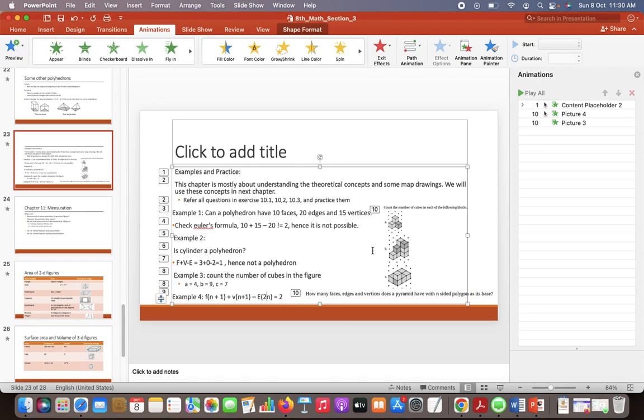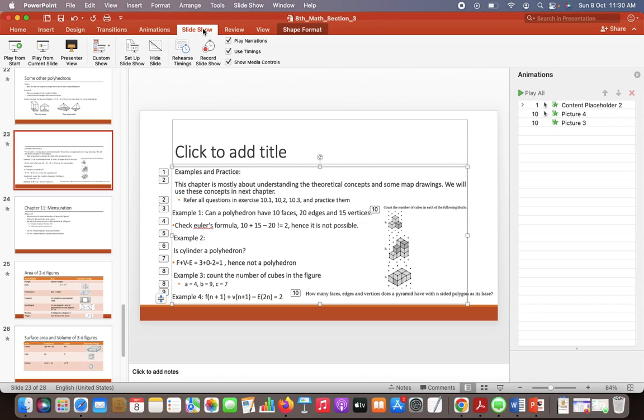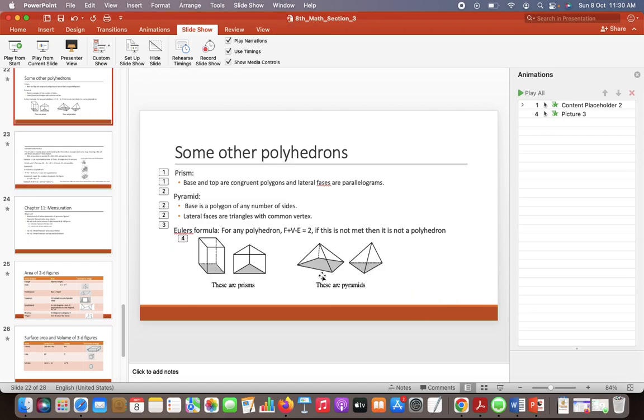Here again with the next chapter, mensuration. But before that, last session we were discussing how many faces, edges, and vertices a pyramid has. So if you come here, pyramid with an n-sided polygon.